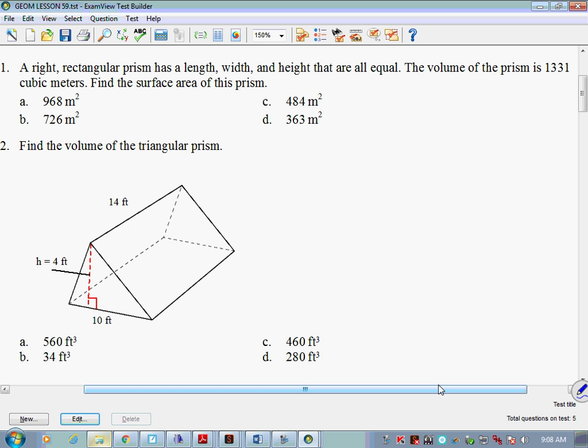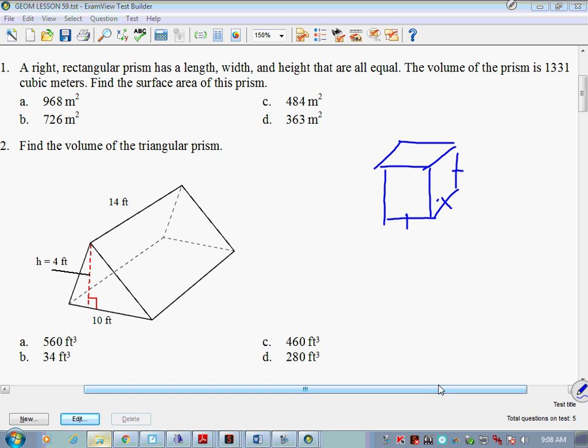It is a right rectangular prism where the length, width, and height are all equal. So you may not have gathered this, but whenever they're telling me the length, width, and height are all equal, and it's rectangular, let's see something like this, where the length, the width, and the height are all equal. The volume is 1,331 cubic meters, so we know the volume. Find the surface area of the prism. So what I actually have here is a cube, which is a rectangular prism, but it's a cube.